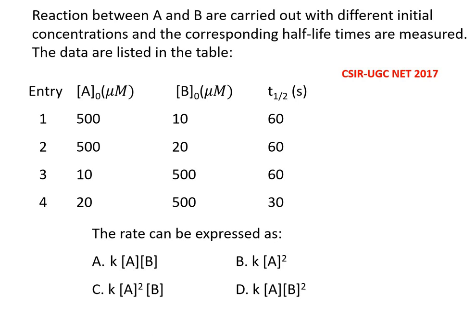So if you check entry 1 and entry 2, the concentration of A remains the same, but B doubles and t half remains the same. So B changes and t half remains the same. It is possible if the order is first order with respect to B. So we get n equal to 1 for B.